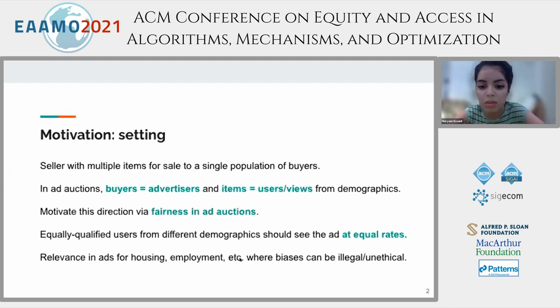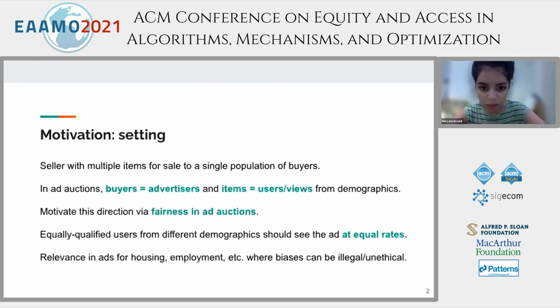So I'm going to start with the motivation. We consider a revenue maximizing seller with multiple items for sale to a single population of buyers. We are looking at auctions where buyers represent advertisers and items represent users and views from demographics. So what do we mean by items represent views from demographics?